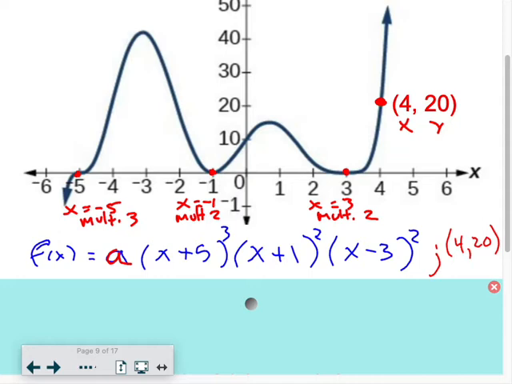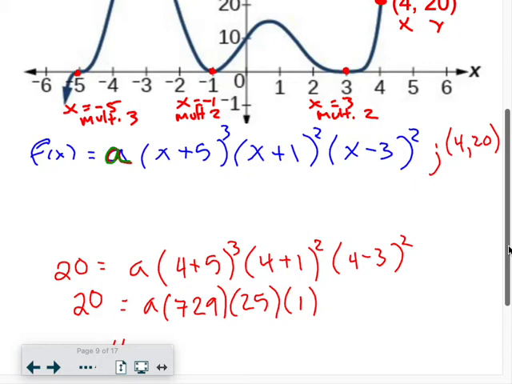A will not always be a nice fraction, but the one thing we can do to check our work for this one, or at least know we're in the right direction, is that the right end behavior of this curve right here, right? As x increases, it's going up towards the positive y direction. That means our leading coefficient, a, must be positive. This number must be positive. So if we end up with a negative value, that means we probably made a mistake.